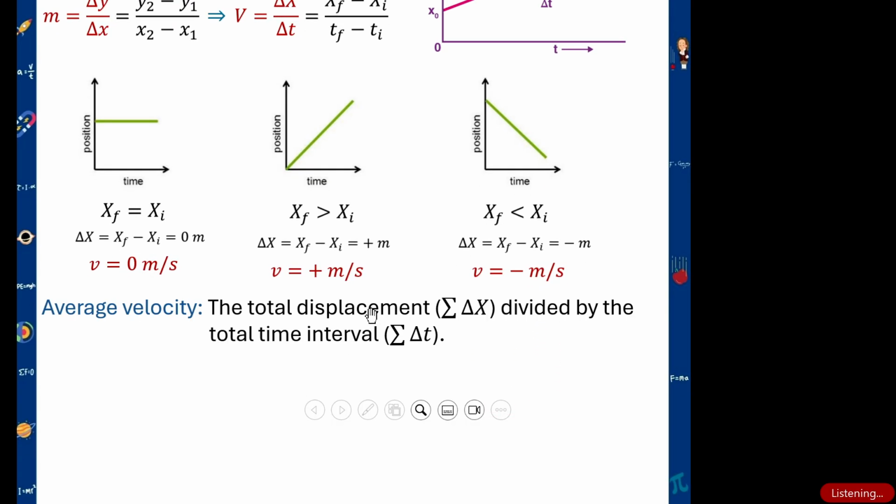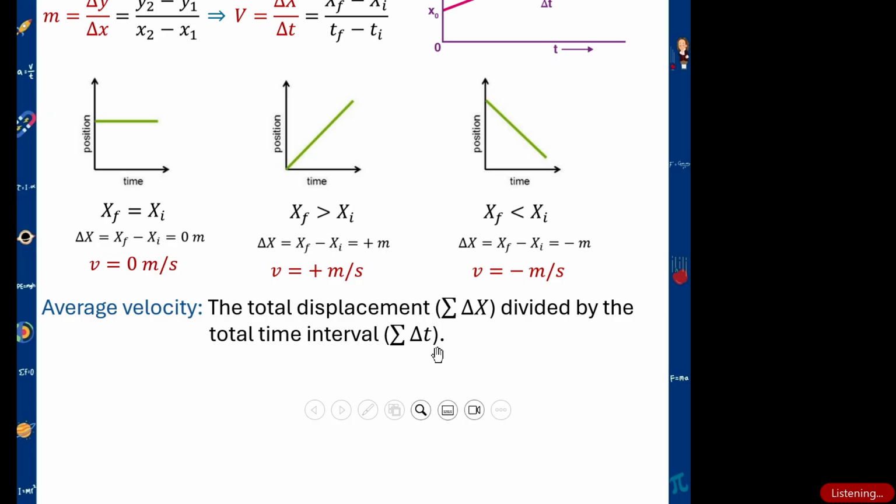Now comes the important part. The important part, why? Because it's explaining for you why we are writing the average in the main formula, the average velocity. And the average velocity is the total displacement divided by the total time interval.